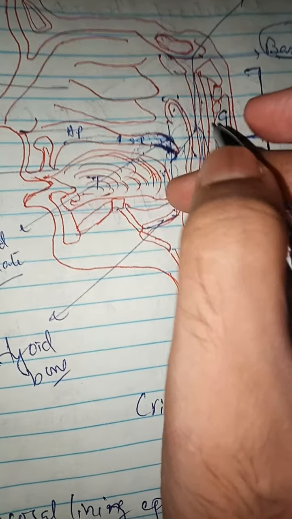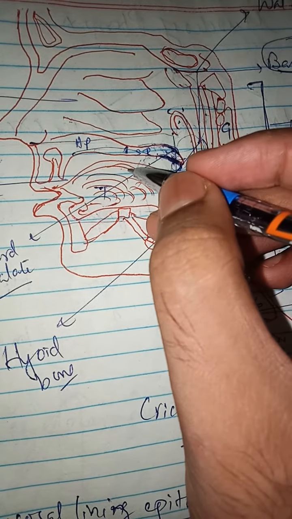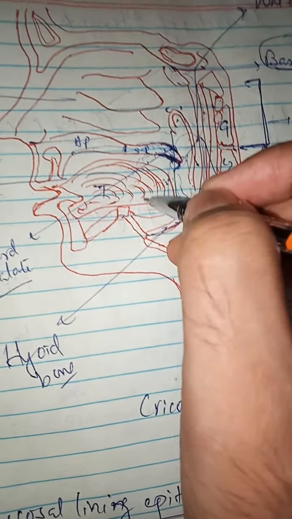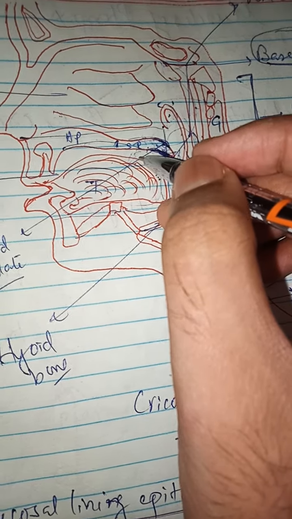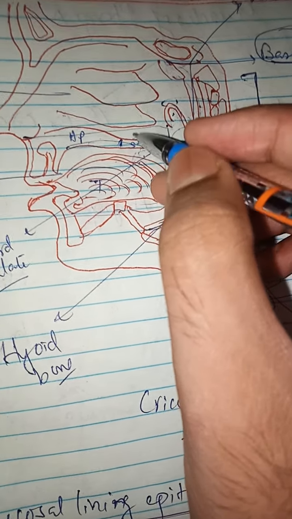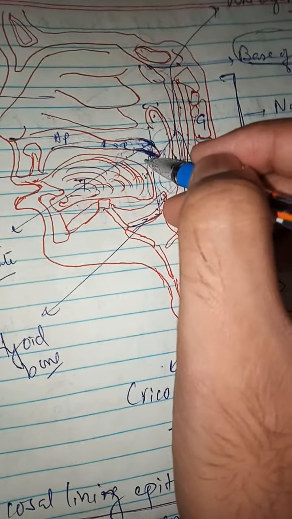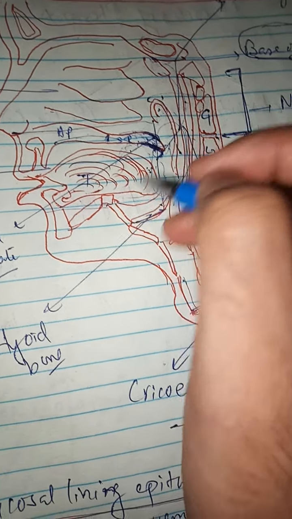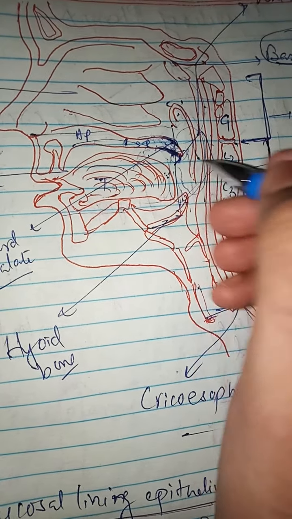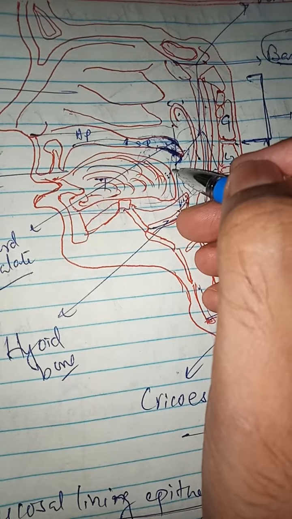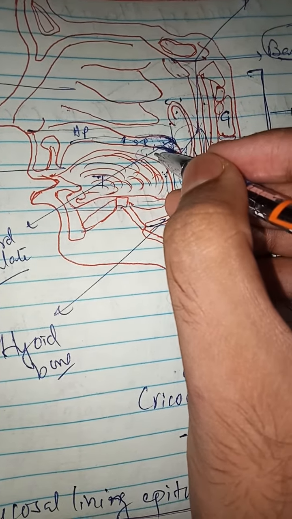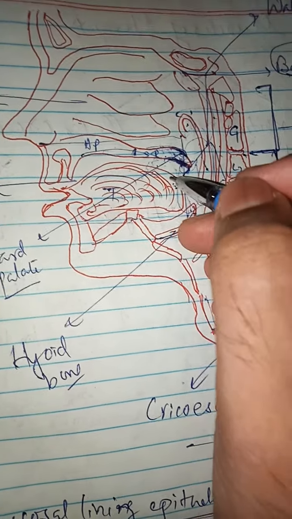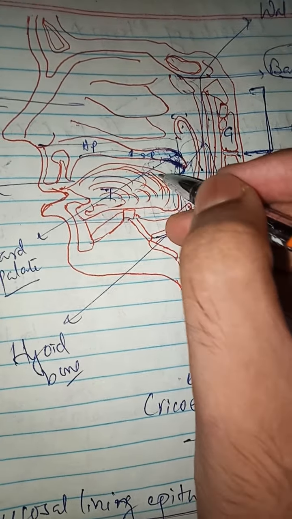Now the posterior fold is called the palatopharyngeal arch. The soft palate has two arches, the palatopharyngeal arch and the palatoglossal arch. In between the palatoglossal and palatopharyngeal arches lies the tonsillar fossa, where the tonsil is present on the lateral wall of the pharynx, that is, the oropharynx. So there is a tonsillar fossa on each side.